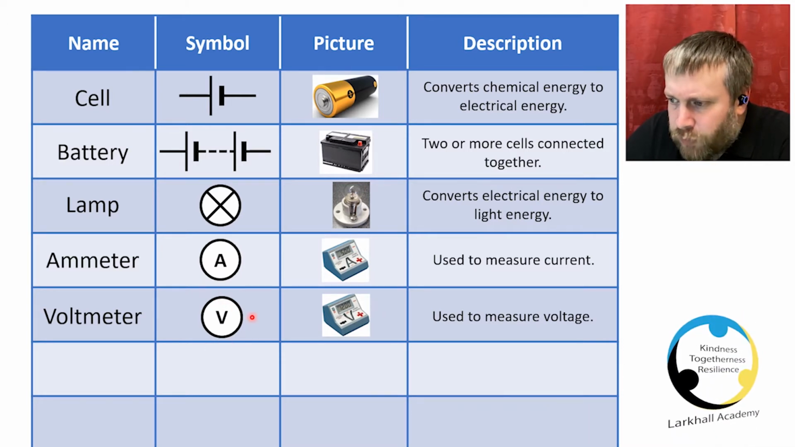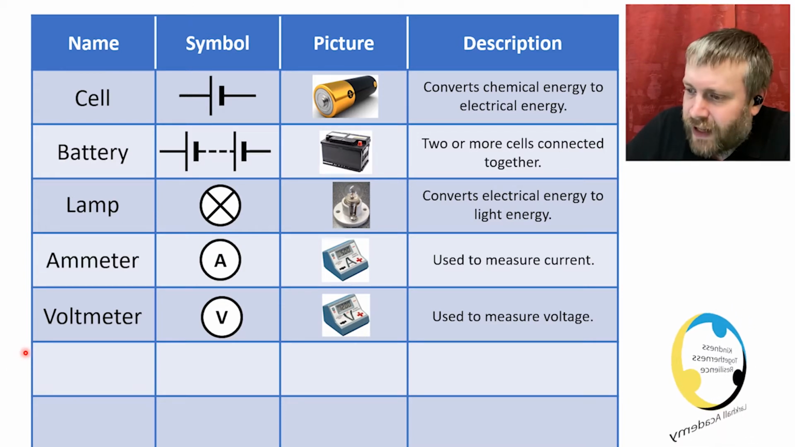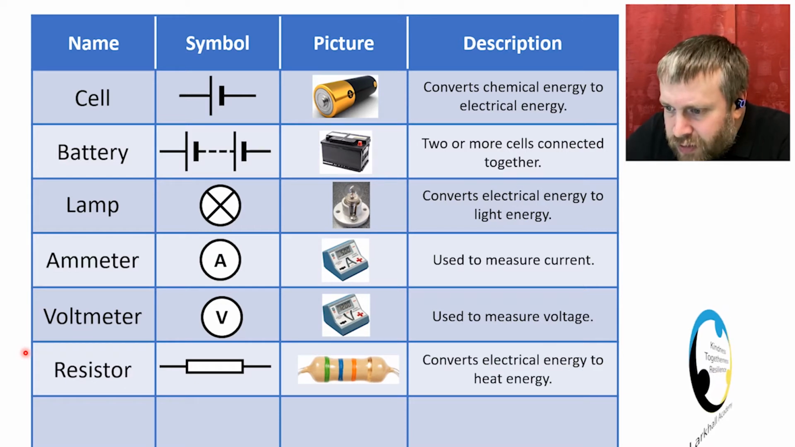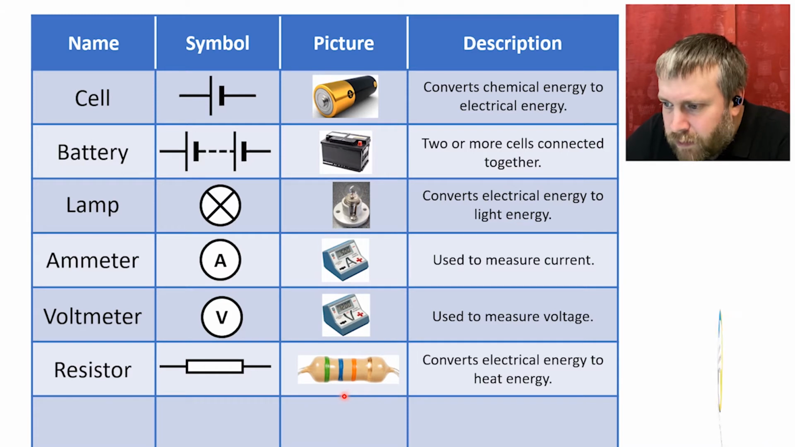V is for a voltmeter, and this is just used to measure voltage. We'll talk more about voltage at a later stage, so don't worry too much about that just now. This is a resistor, so this is the symbol for a resistor. This is an example of what a resistor might look like.